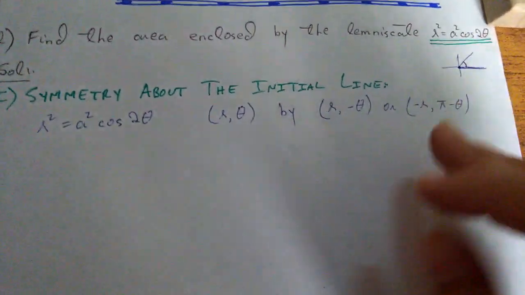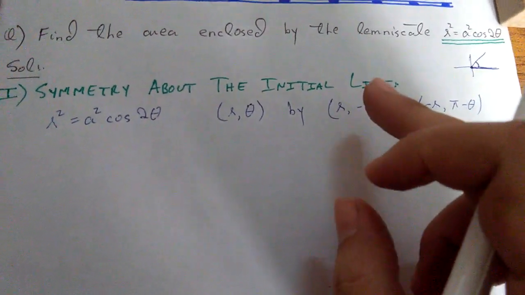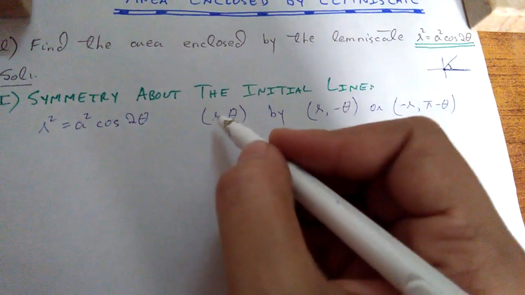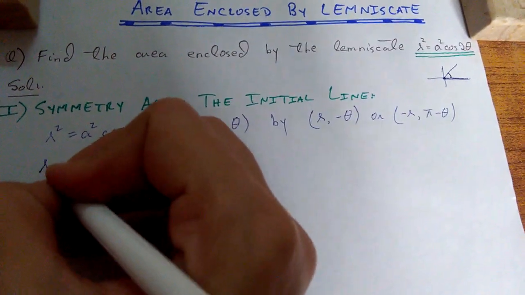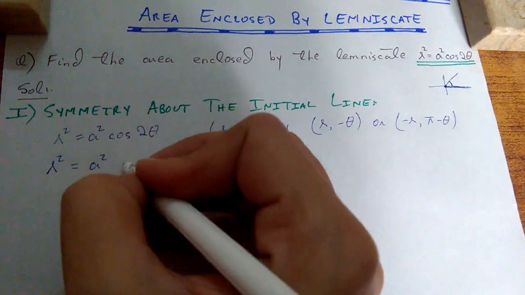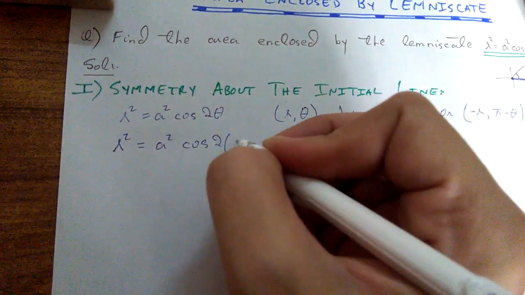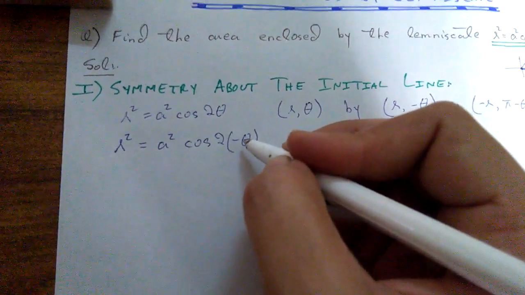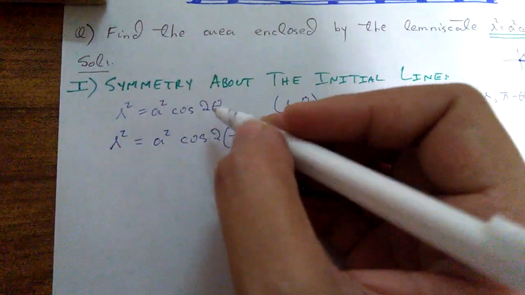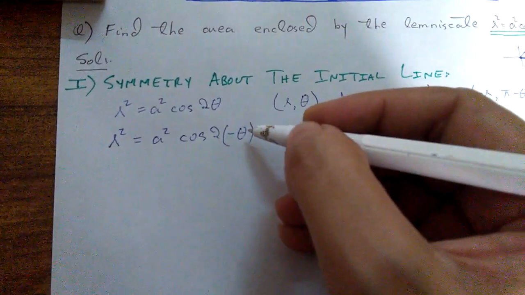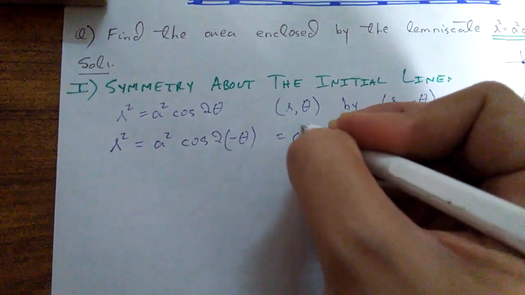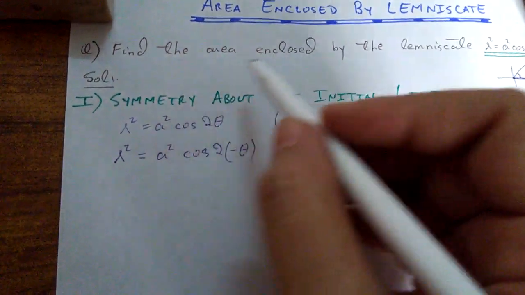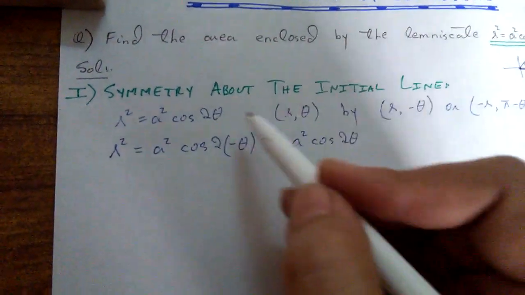So if I select at least one of these two, how about I pick this one? You can use the other as well, it's your choice. I will replace r, theta by r, minus theta. So it will be something like this. And we know that cosine is an even function. So if you insert a negative independent variable, the output is exactly the same as with the positive variable. So you are getting the same equation back. There is no change. So this shows that this curve is symmetrical about the initial line.